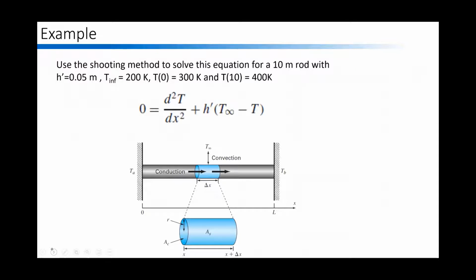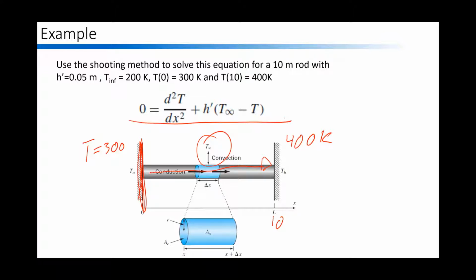So we're going to use the shooting method to solve a heat transfer problem. In this case, I have a wall at T equals 300 degrees, and then I have a wall at 10 meters that is at 400 Kelvin. And so we're going to solve along this length of this conducting rod, where heat is going to flow in this direction. Additionally, we're going to have convective cooling coming off the top.